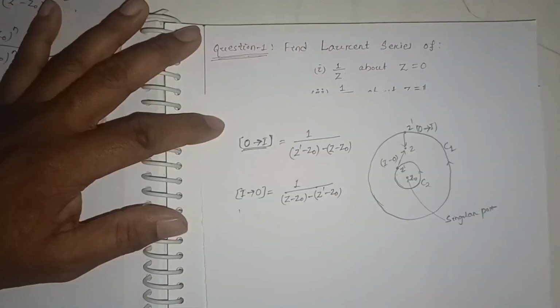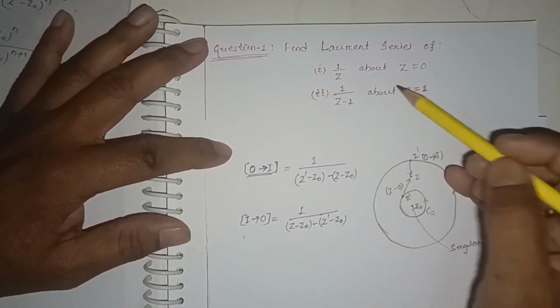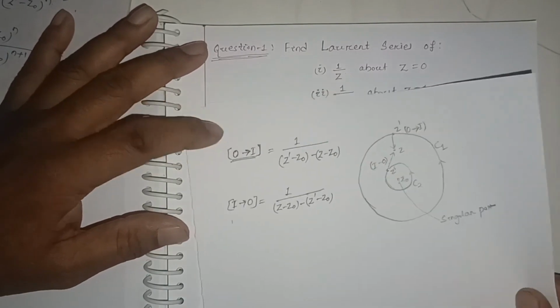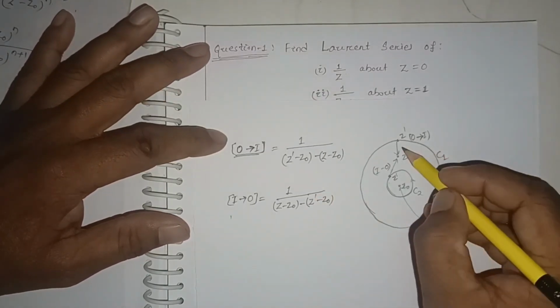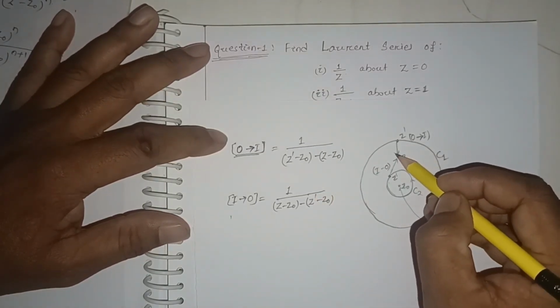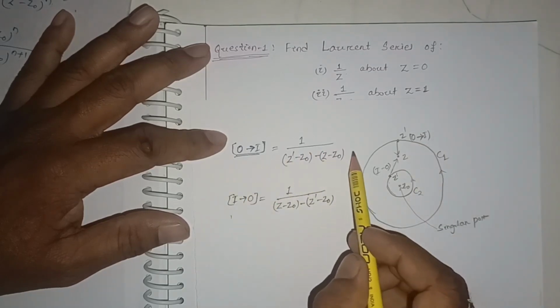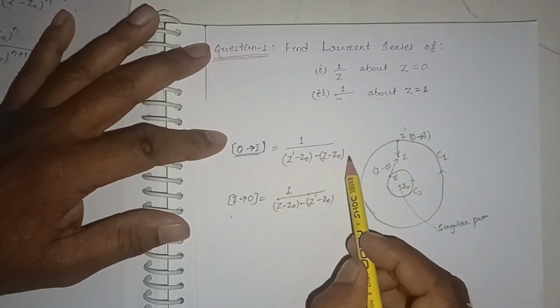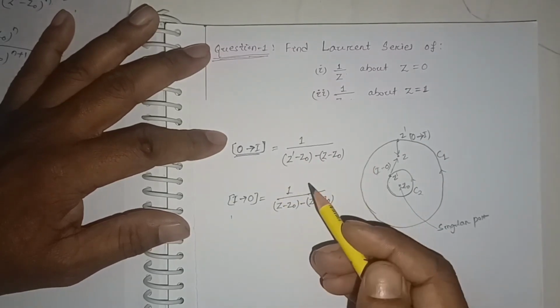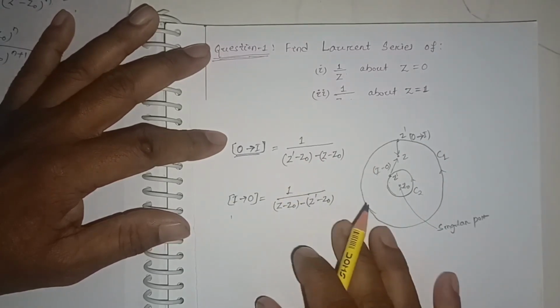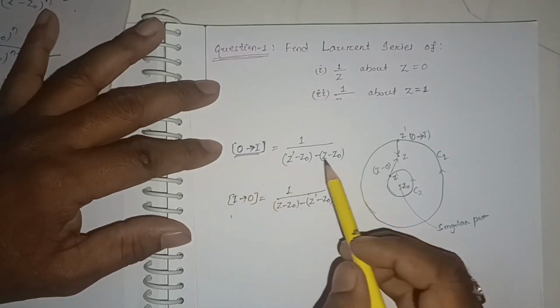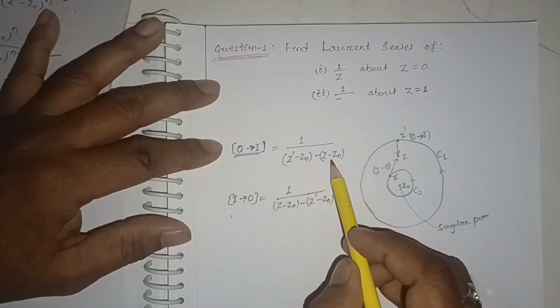Okay, before we start these two numericals, I am going to tell you again: just remember that whenever you are moving from out to in, the denominator will be in this format. If you write it in this format, it will be easy for you to find the corresponding Laurent series. For out to in, it will be z dash minus z0 minus z minus z0.